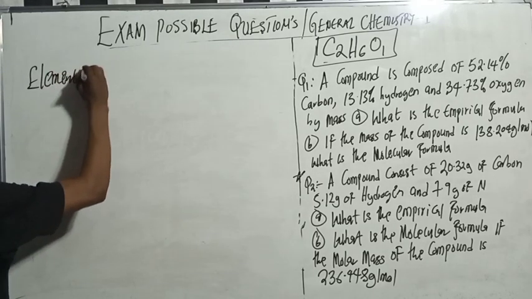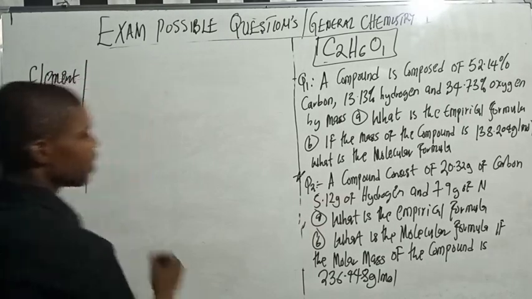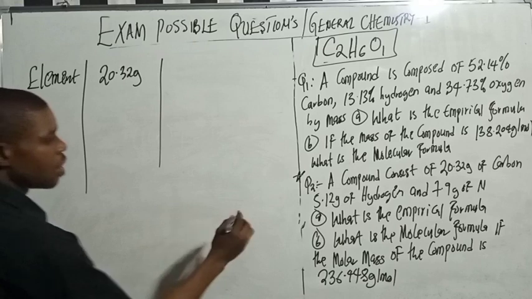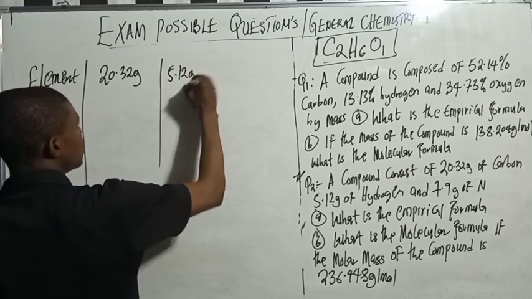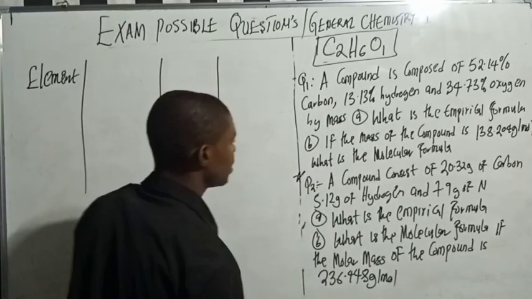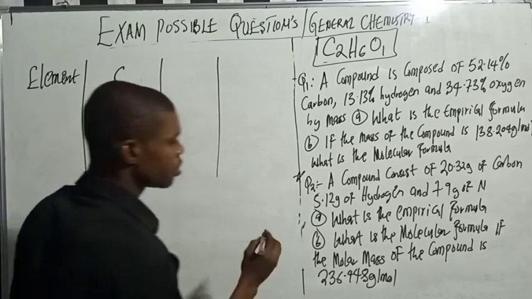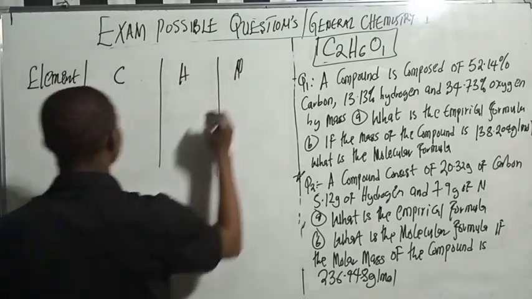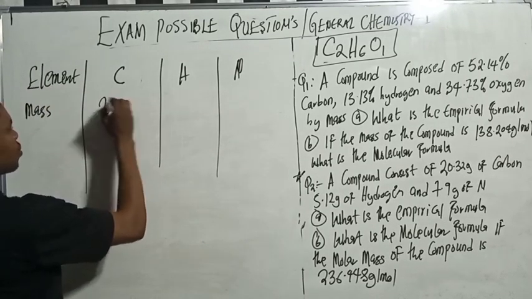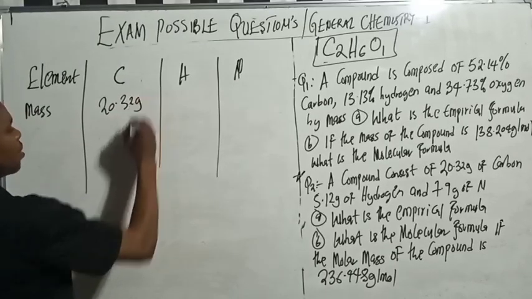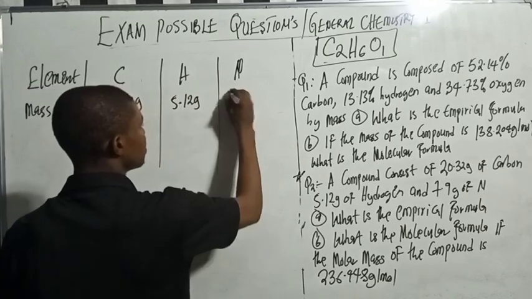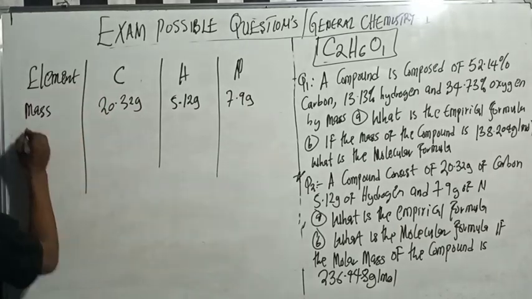Here we only have 3 elements: carbon, hydrogen, and nitrogen. So the masses are 20.32 gram, 5.12 gram, and 7.9 gram. So this is the mass.